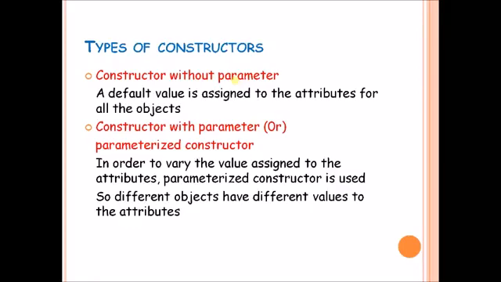If you need to bring some kind of a variation in the values that are assigned to the attributes every time an object is created, we go with the constructor with parameter or the parameterized constructor. In order to vary the value assigned to the attributes, a parameterized constructor is used. So, different objects have different values for the attributes. So now let's see an example of a parameterized constructor.